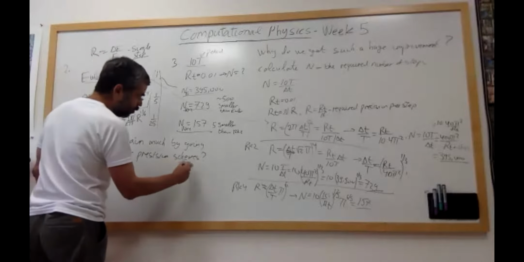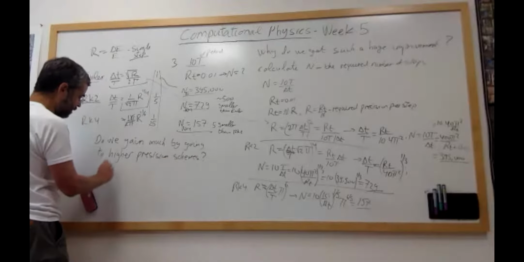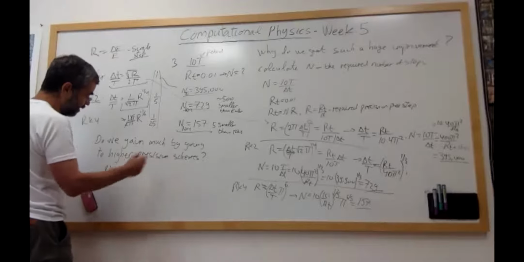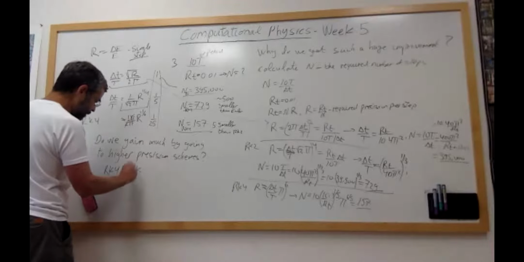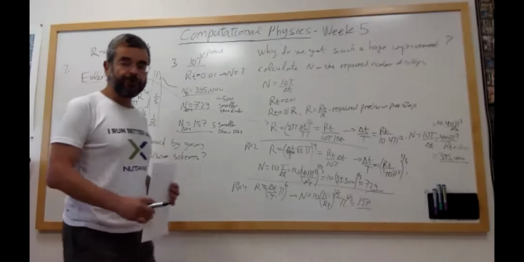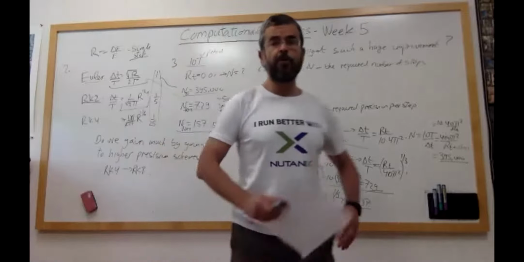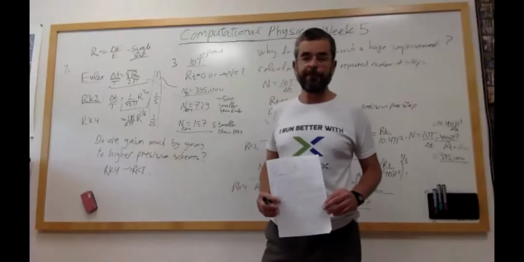Let's say we go from RK4 that we have here, maybe to RK8 or whatever. So what do you think? Is it worth going to higher precision schemes?